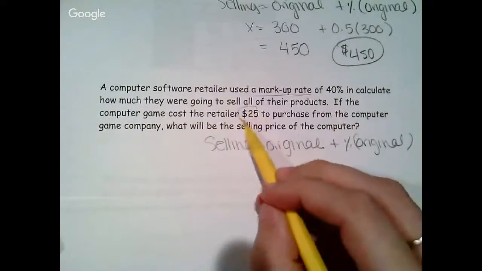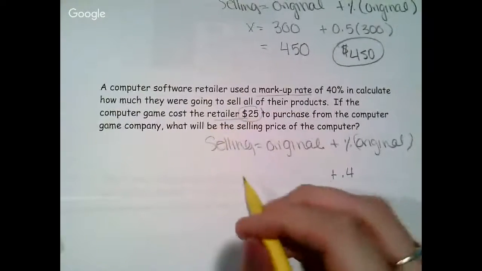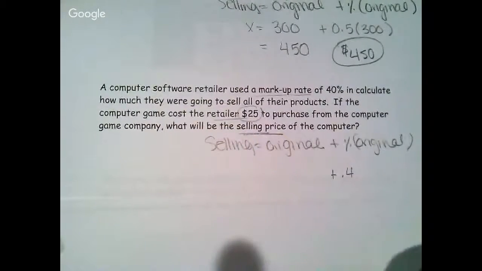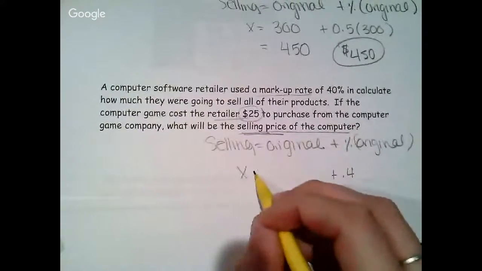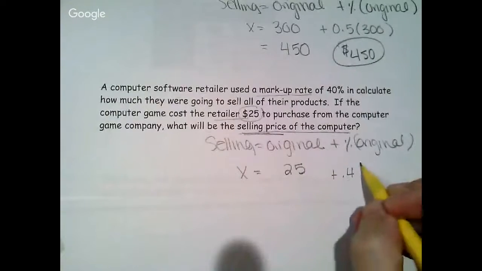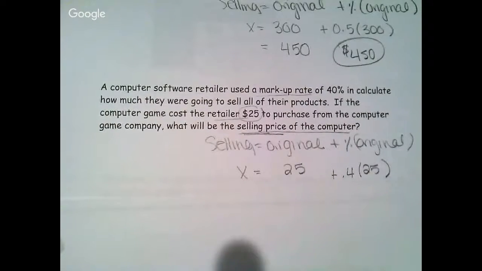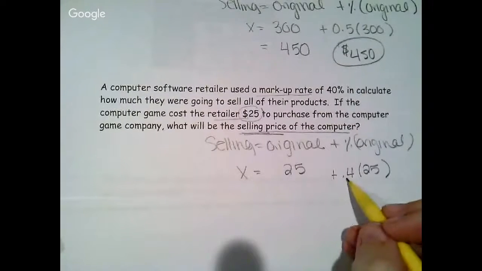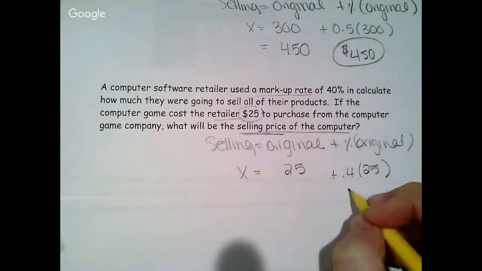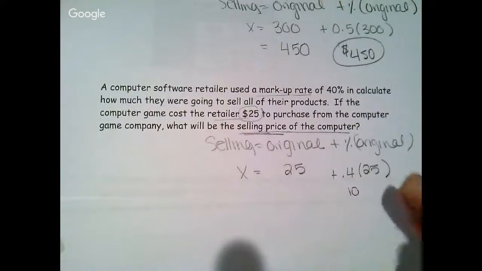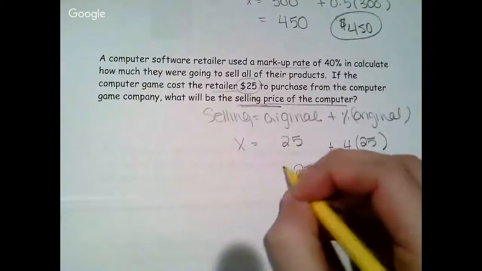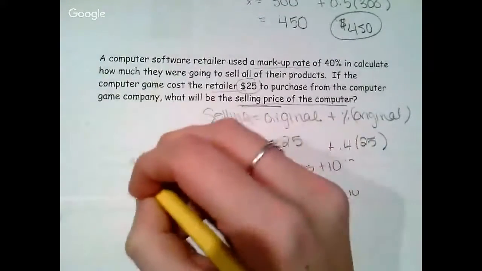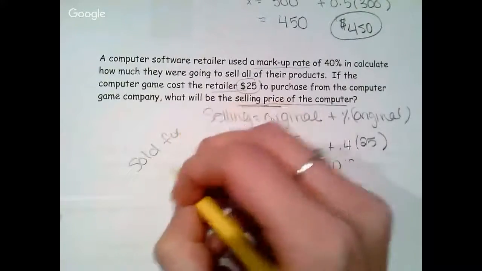Now, it originally cost the retailer $25, and I'm trying to figure out the selling price. So even if you get confused between the two, notice that you're looking for the selling price, so that's your x, which means that your original must be your 25. So we plug in 25 for our original, and we get that 0.4 of 25 is 10, plus our 25 is a total of $35. So they sold it for $35.